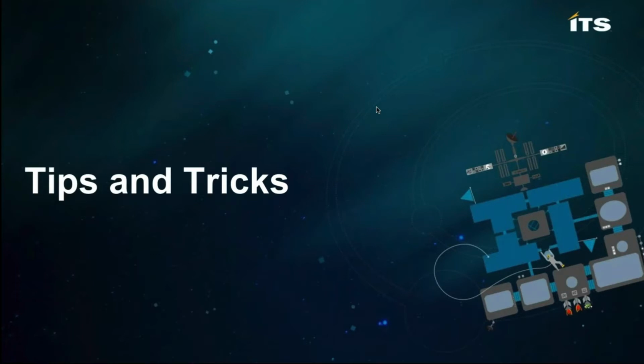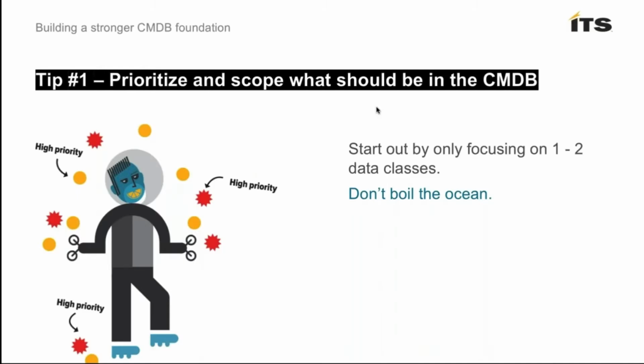So, tips and tricks, which is why you're here, not just to hear about the CMDB. You're probably already using them. Tip number one, and this is a pretty basic tip. We need to prioritize what we're trying to put in scope in the CMDB.